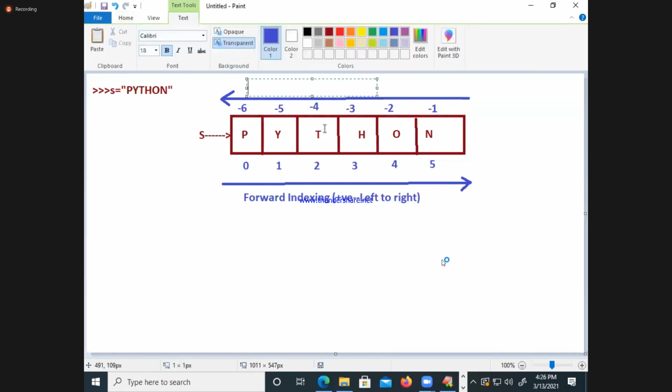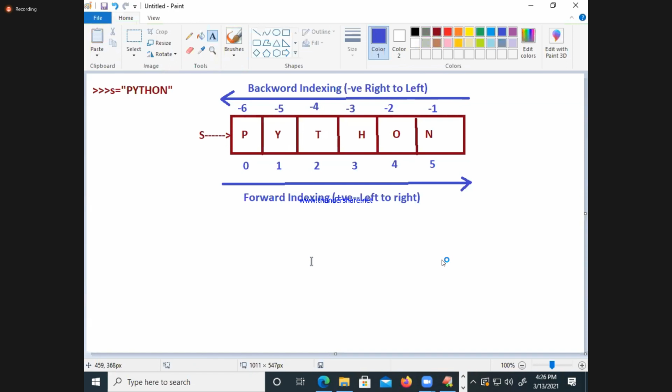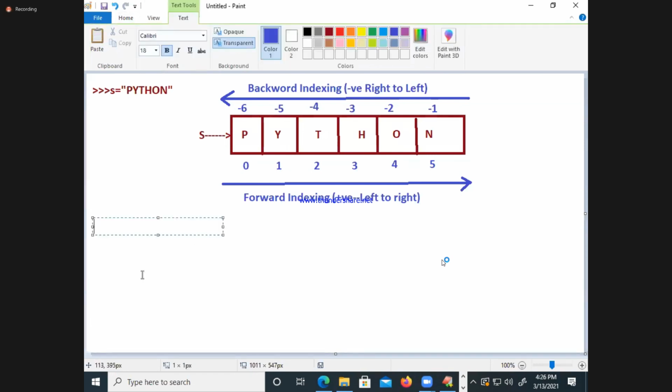Backward indexing: in the brackets, negative, right to left. Done. Now you can write. After that you write examples. Indexing examples I am talking about. By seeing the diagram, try to answer all the questions.